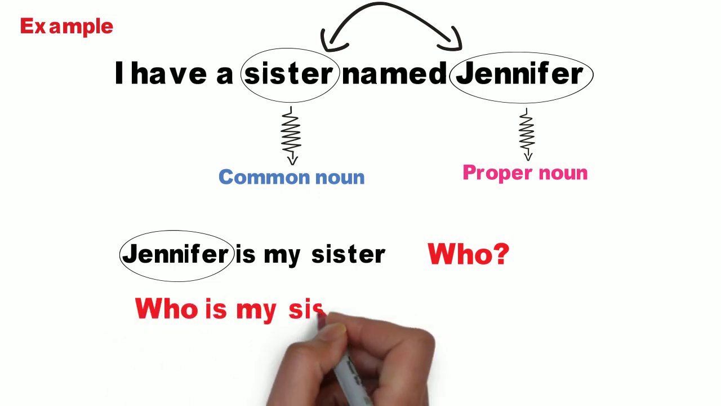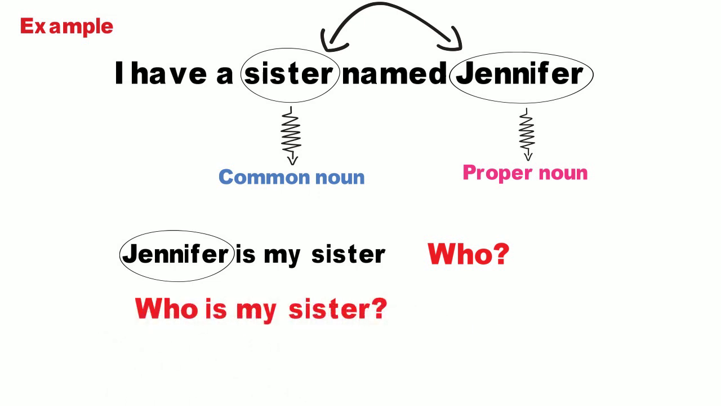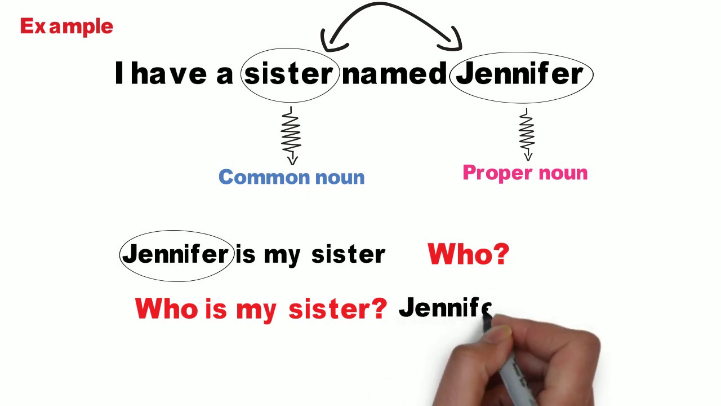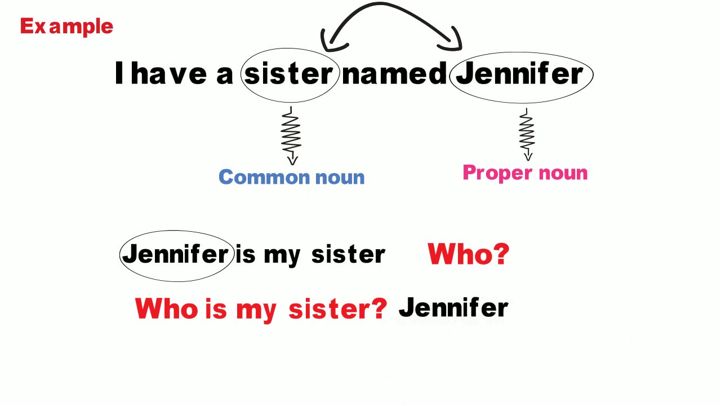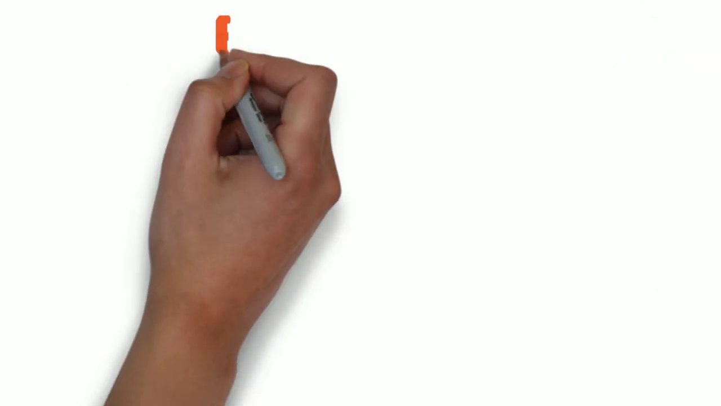Who is my sister? So obviously the answer is Jennifer. And that's how you can make sure if the word is a proper noun even though it's in the beginning of a sentence. Moving on to the next part of speech, which is a pronoun.